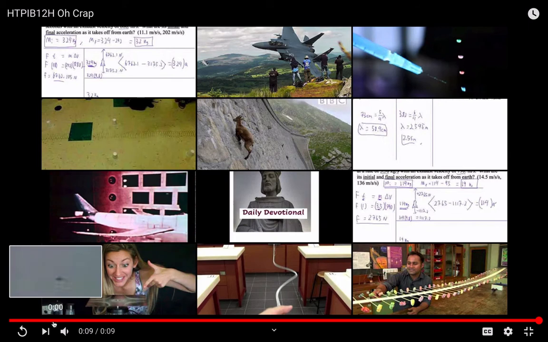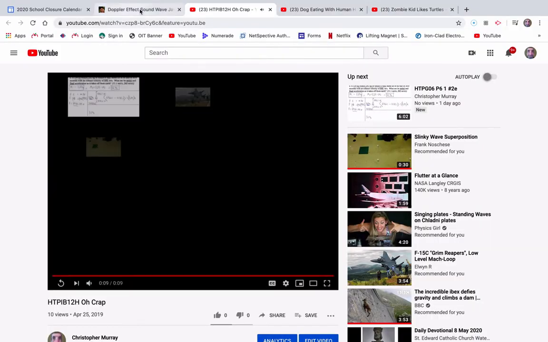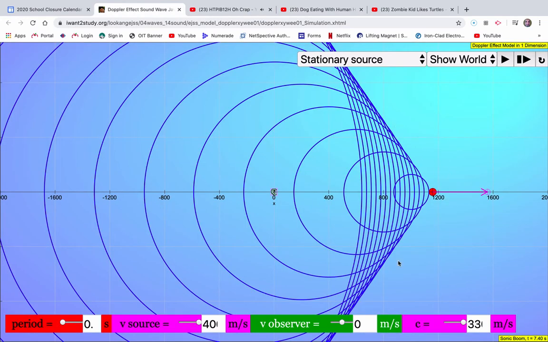What I want you to notice is that the airplane gets past you before you hear it. It goes past, boom, you hear it. Right? So what's going on there? What's going on there is that basically we're sitting like here. The airplane goes past us. This front hits us. That's what's going on when you see that.